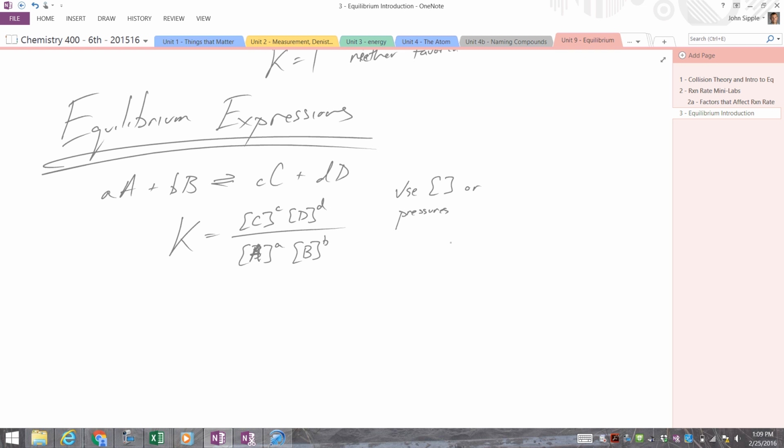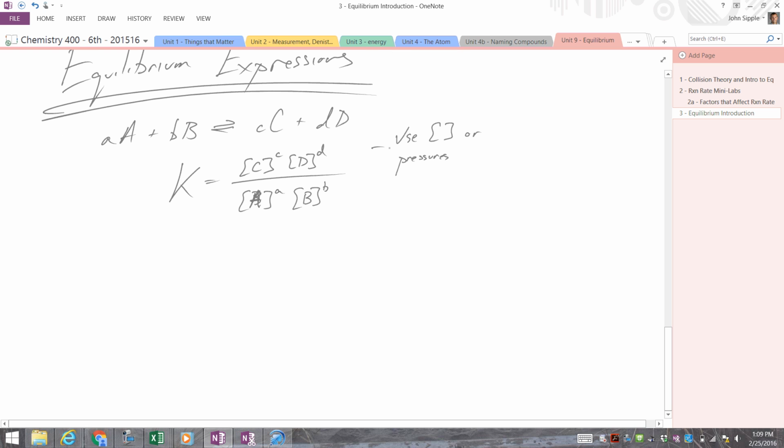But today we aren't going to calculate any equilibrium constants. We won't calculate any Ks. We're just going to practice writing the equilibrium expression, because there are a couple of little things in here that are going to be important. We don't include solids or liquids in the expression.